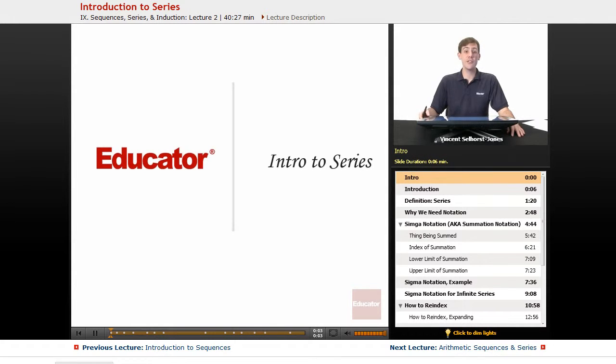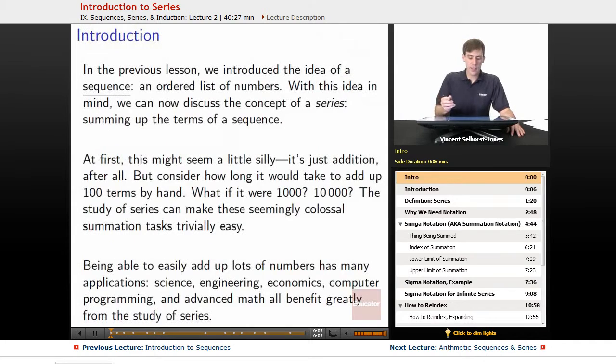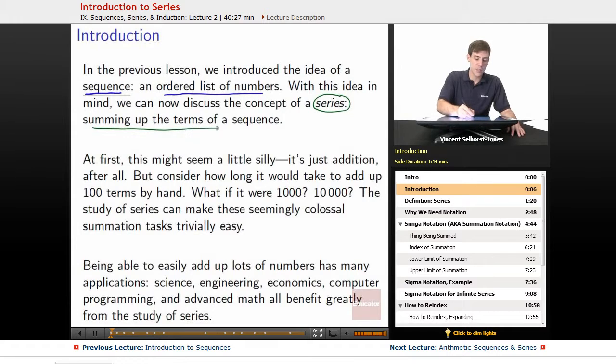Today we're going to talk about an introduction to series. In the previous lesson, we introduced the idea of a sequence, that is, an ordered list of numbers. With this idea in mind, we can now discuss the concept of a series, summing up the terms of a sequence. Now, at first this might seem a little bit silly, right?